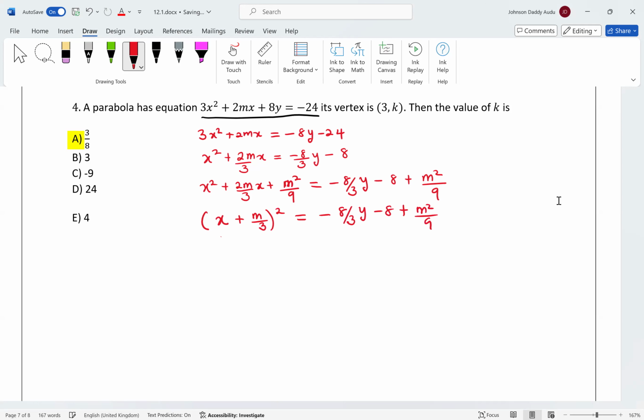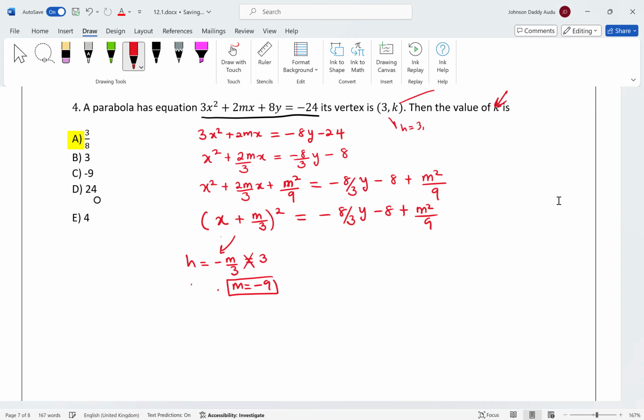Remember, what we asked to find is the value of k, not the value of m. But since we are told the vertex is 3, it means our h is equal to 3. So from here, you can see that h is minus m over 3. If that is true, then we have to equate it with this h here, which is equal to 3. So this means that we can get m. It means that m is equal to minus 9.